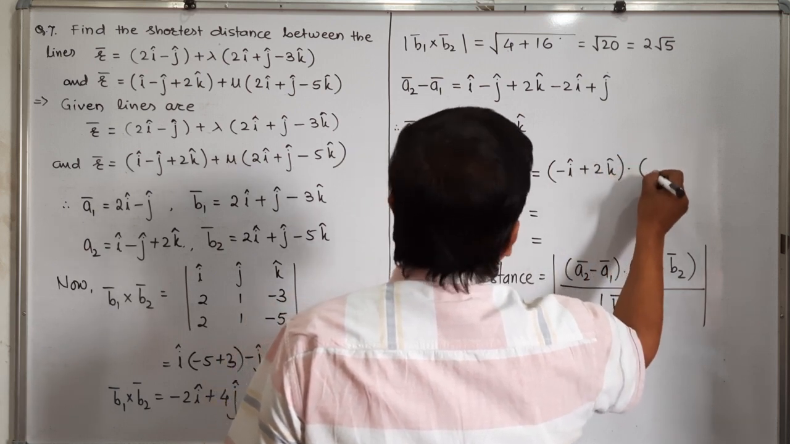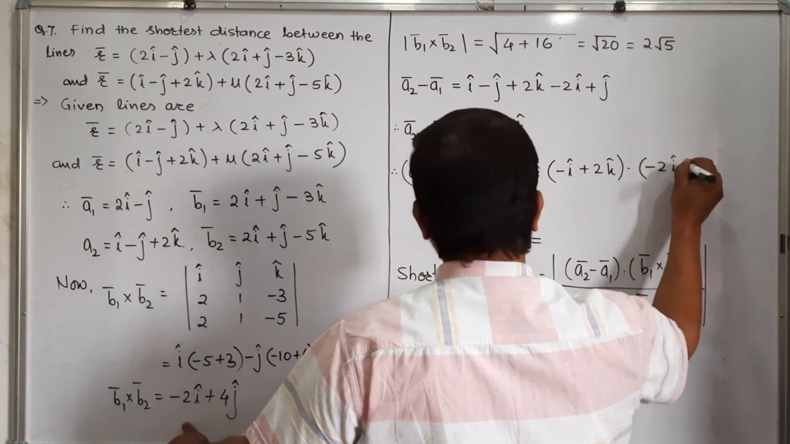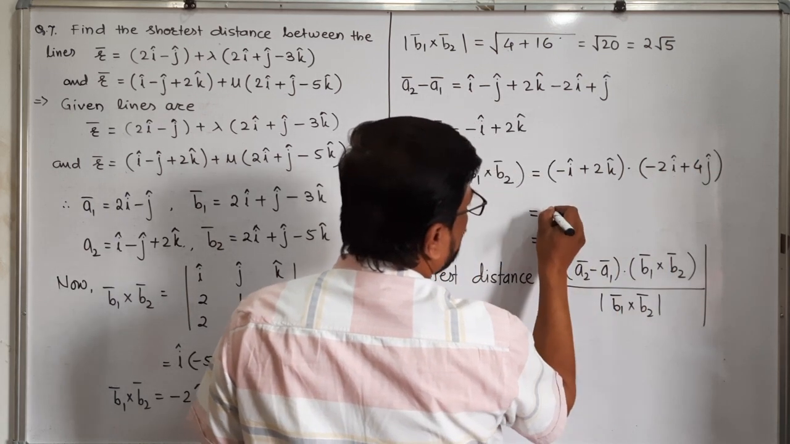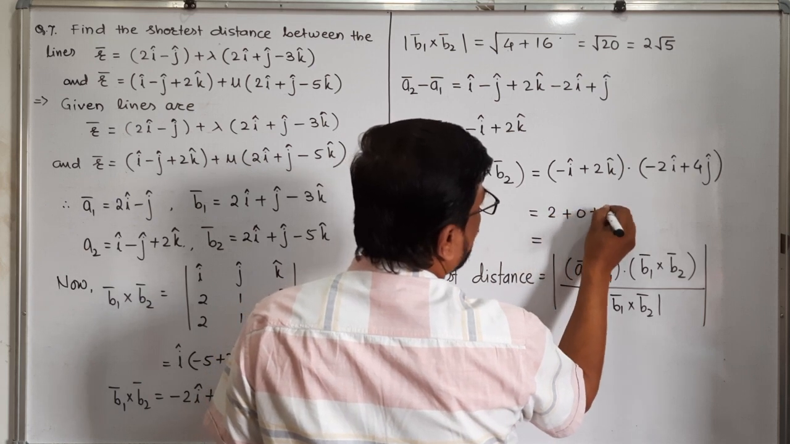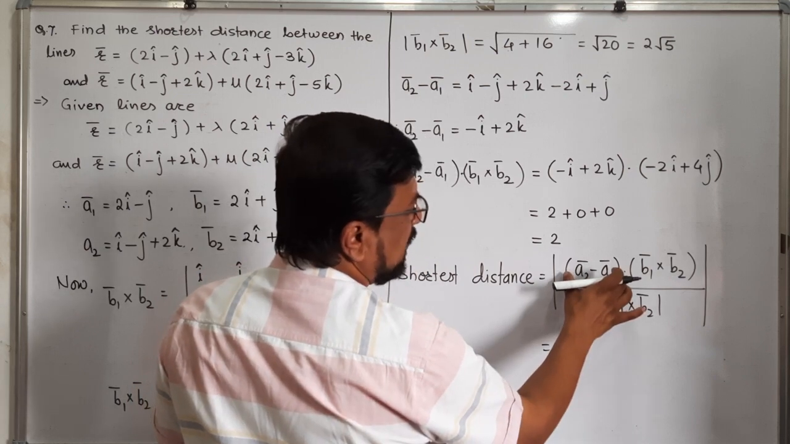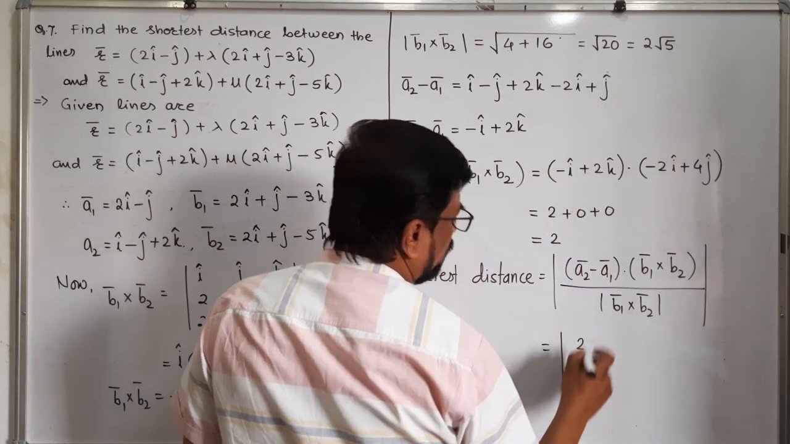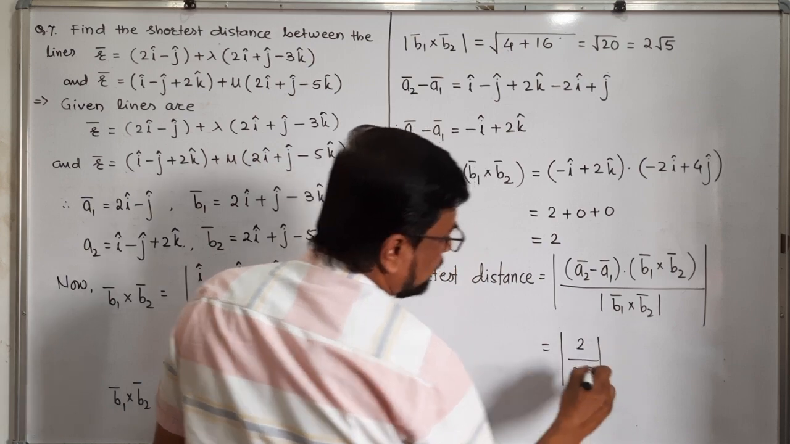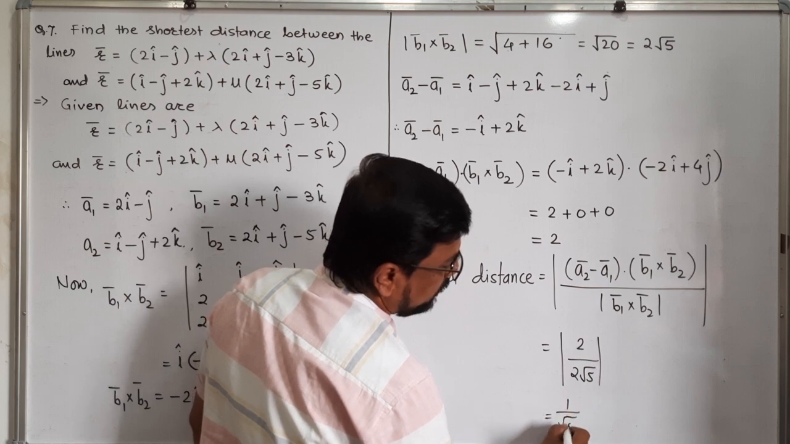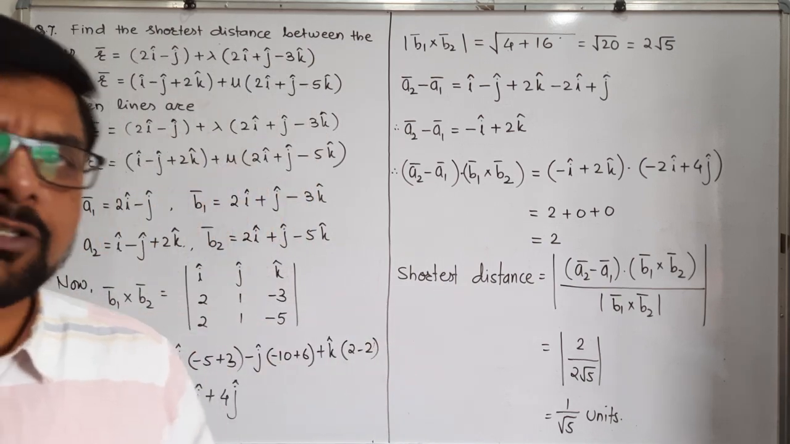Dot b1 cross b2 is minus 2i cap plus 4j cap. Now take the dot product. Minus 1 into minus 2 is 2 plus 0 plus 0, that is nothing but equal to 2. Means it is mod of a2 minus a1 dot b1 cross b2, which is 2, upon magnitude of b1 cross b2, which is 2 root 5. Therefore we can say that the shortest distance between the lines is 1 upon root 5 units. Got it? Please note it.